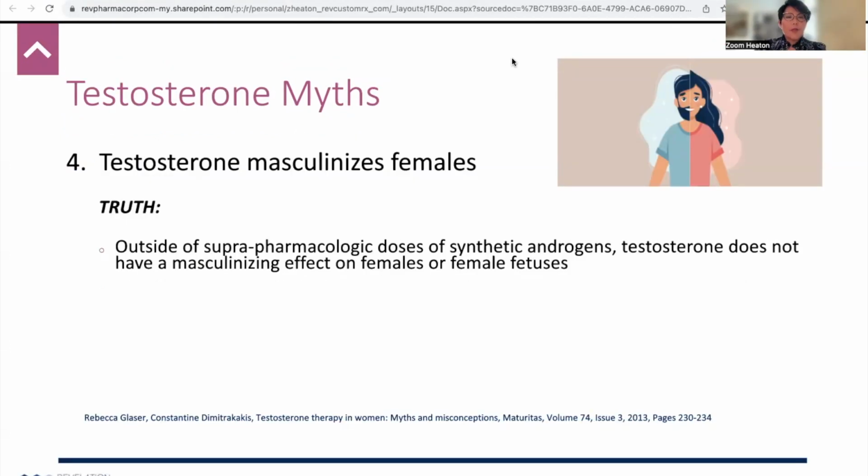Testosterone myth number 4, testosterone masculinizes females. Outside of suprapharmacologic doses of synthetic androgens, which means that the doses are very high, outside of physiologic levels, does testosterone have masculinizing effects on females or female fetuses? Outside of that, it does not have masculinizing effects on females.